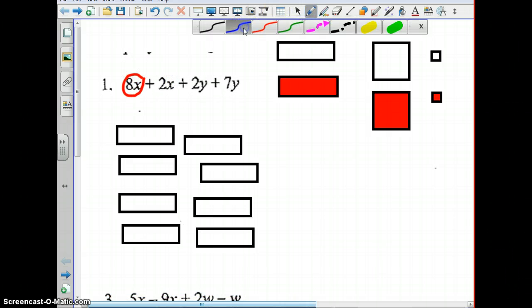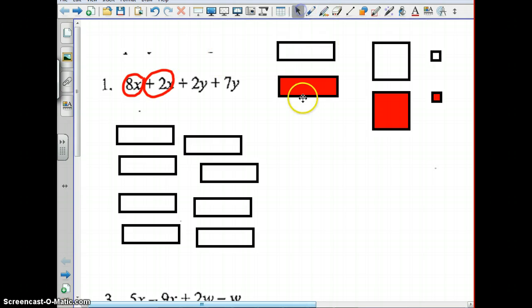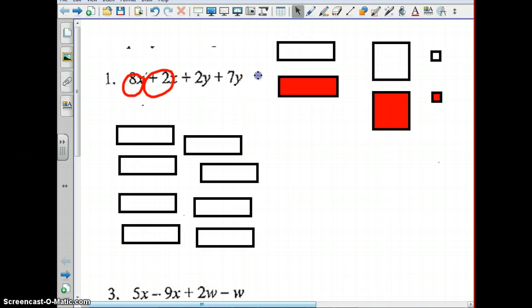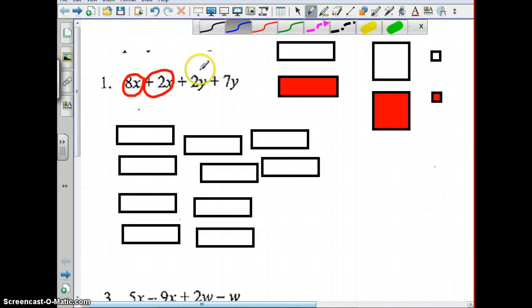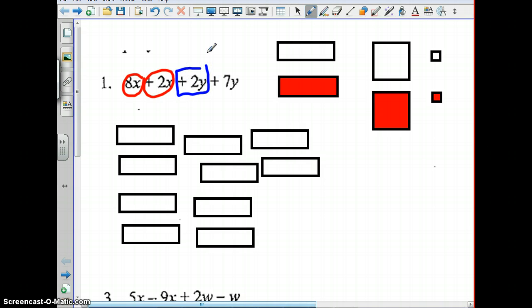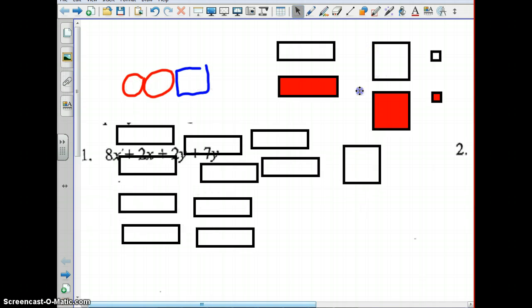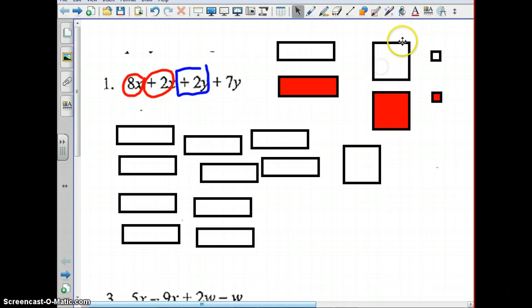Now what's the next term? 2x. So since that's x's, I'm going to go ahead and do the same little circling shape. And I'm going to grab 2 more x's. 1, 2. What's my next term? So for this term, I'm going to get 2 positive y's. Sorry, I keep grabbing the wrong thing there.